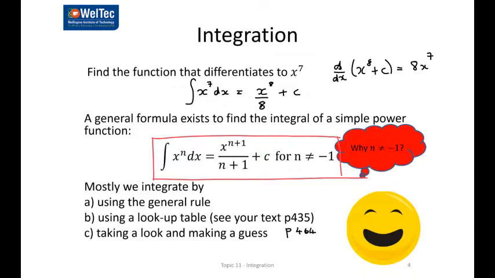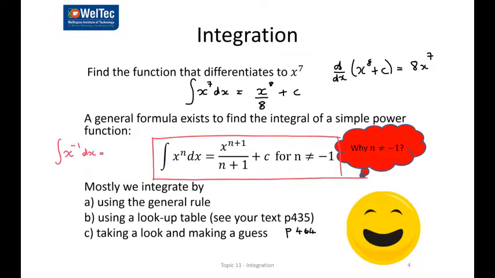And that makes sense, because if you think of what you're doing when you're differentiating, you are taking 1 off the power and multiplying by the number that is 1 off the power. So to integrate, you add 1 to the power and you divide by the number that is the power plus 1. Now, we can't do this for n equals -1. Why not? Let's try it. We've got x to the power of -1.